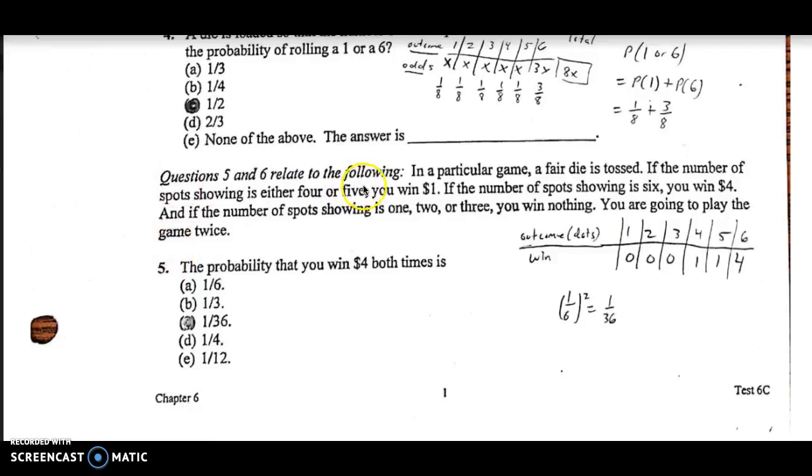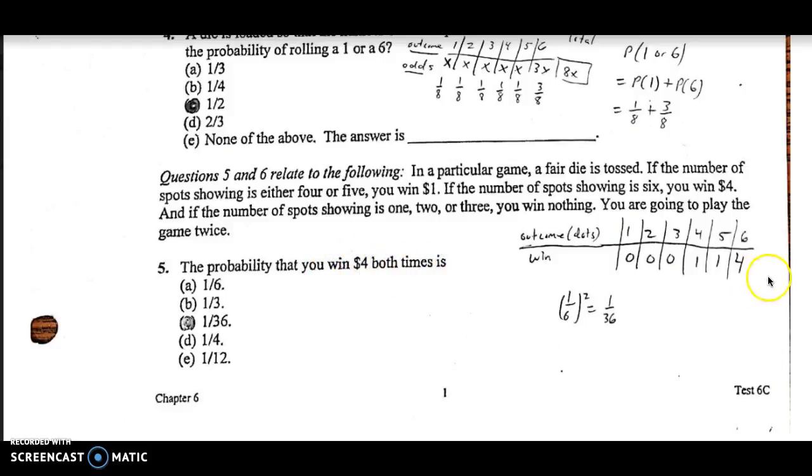Questions 5 and 6 relate to the following scenario. In a particular game, a fair die is tossed. If the number of spots showing is either 4 or 5, you win $1. If the number of spots showing is 6, you win $4. And if the number of spots showing is 1, 2, or 3, you win nothing. You are going to play the game twice. So again, I did my possible outcomes and the possible winnings. Made that table.